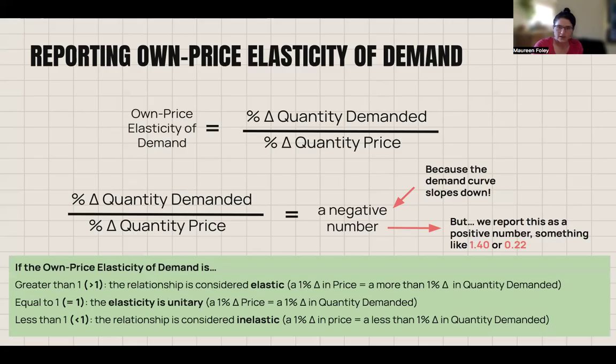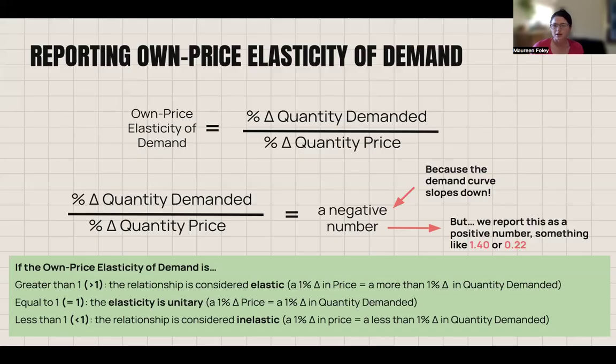So if the own price elasticity of demand ends up greater than 1, if it's 1.4 or 1.7 or 4 or 5 or whatever, if it's greater than 1, we consider the relationship between quantity demanded and price to be elastic. So the quantity demanded is really responsive to a change in price. That means that a 1% change in price equates to a greater than 1% change in the quantity demanded.